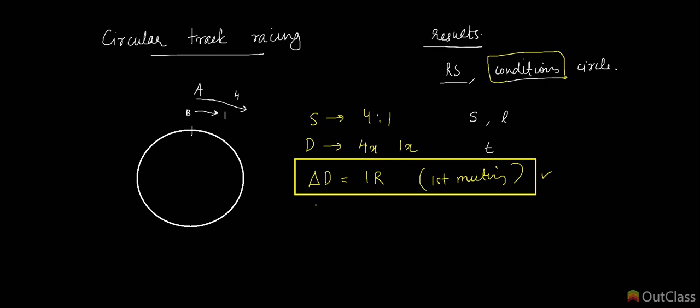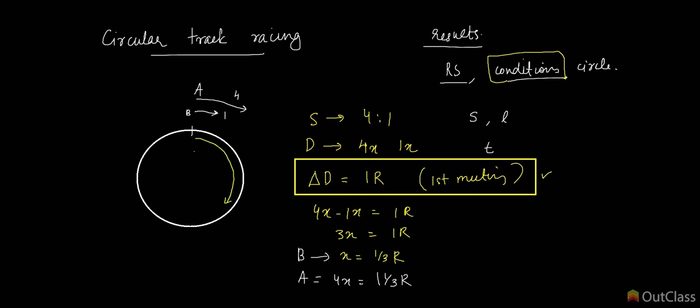So how do you solve this beyond this point? 4x minus 1x is equal to one round, so 3x is one round, which means x is equal to 1/3 of a round. That means the slow person, B, is doing 1/3 of a round, and A is doing 4x, which turns out to be 1 and 1/3 of a round, exactly one round more. So this is the condition for the first meeting. B has done 1/3, A has done 1 and 1/3. If this were a clock, you would know that this is the 4 o'clock position, correct?